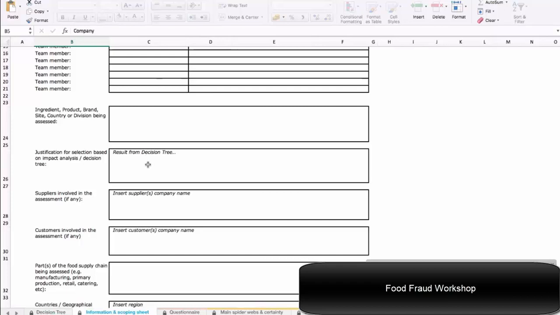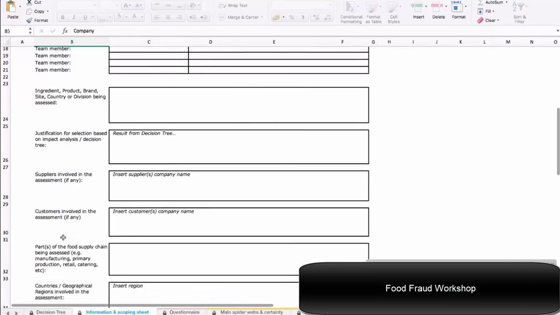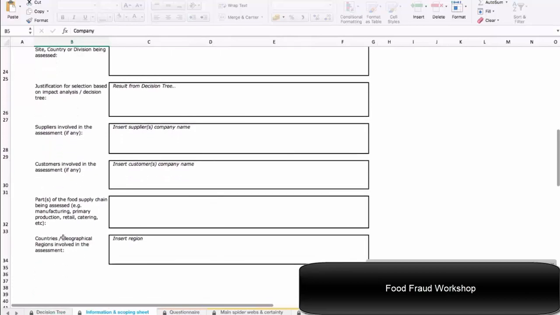You then justify why it is that you have chosen this part of the business to actually focus on to conduct the food fraud vulnerability assessment. Identify any suppliers and any customers that have been engaged during the actual assessment, which part of the supply chain it's in, and which geography or country it has been applied to. Now, all of these answers will ultimately then populate in your final report, which is the very last tab, which we'll come to later.